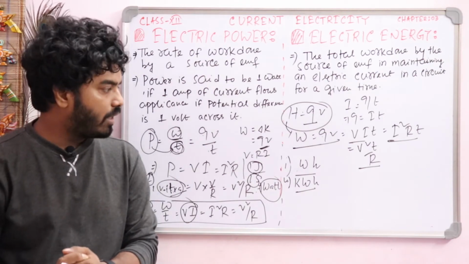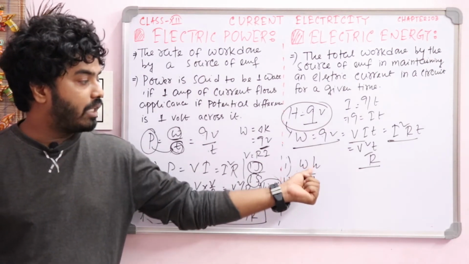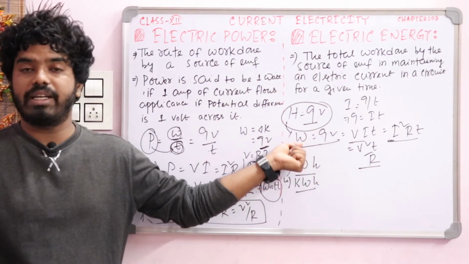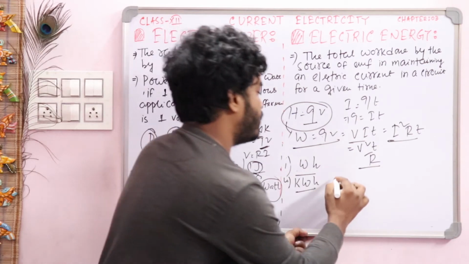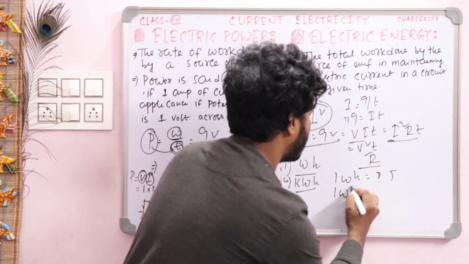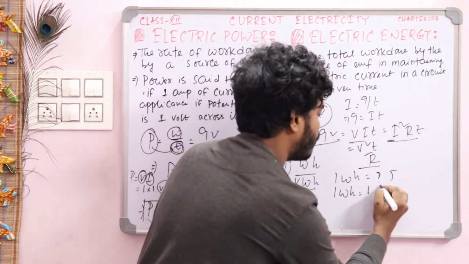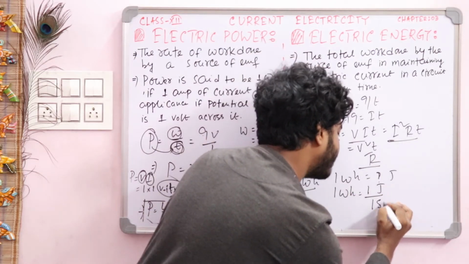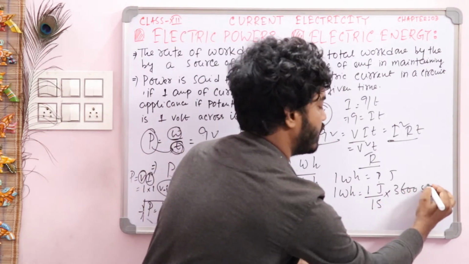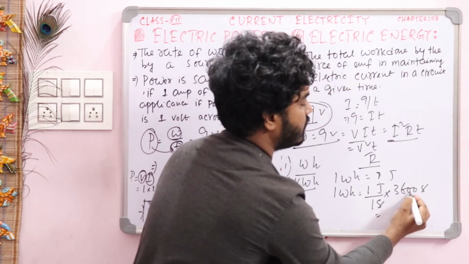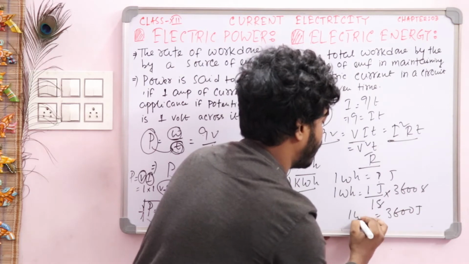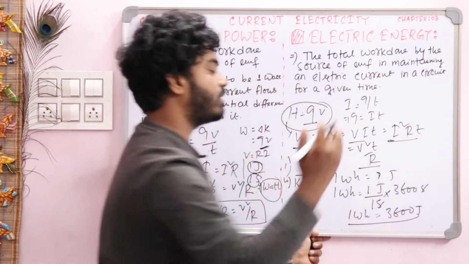Okay, now you have to convert watt hour to joule. You know the SI unit of electrical energy is joule. So 1 watt hour is equal to how much joule? You just use 1 watt hour, that is equal to 1 watt, that means 1 joule by 1 second, and 1 hour, that means 3600 seconds. Seconds cancel out, that is 3600 and the unit is joule. So 1 watt hour is equal to 3600 joule.